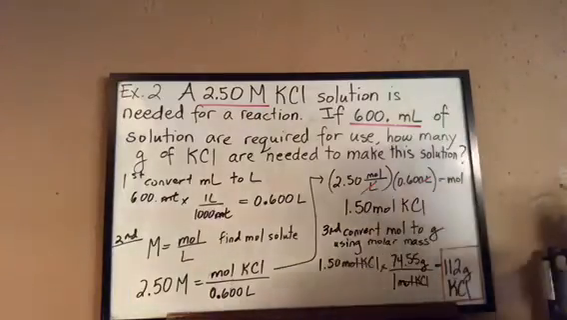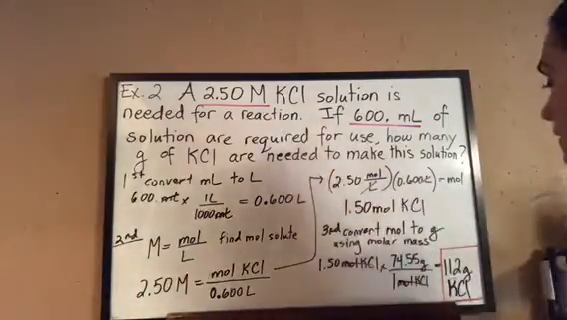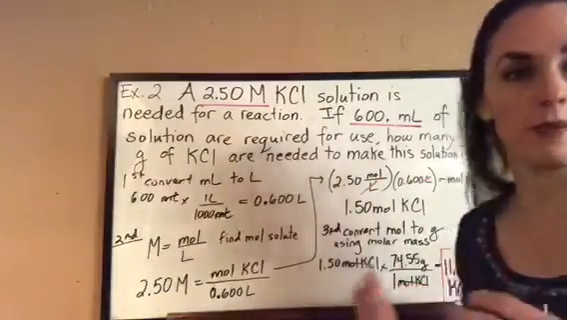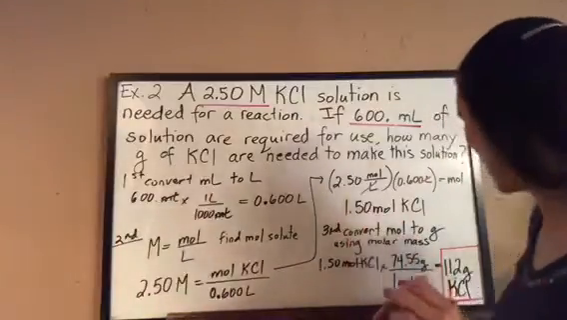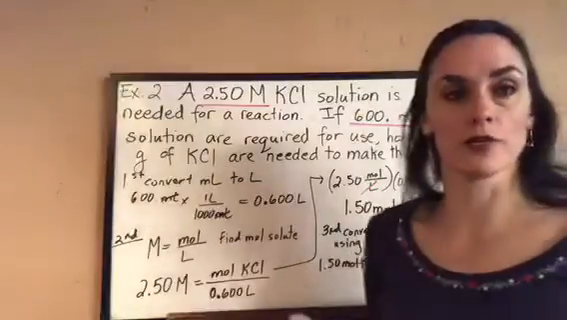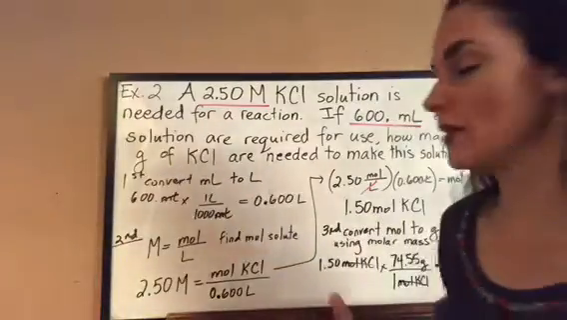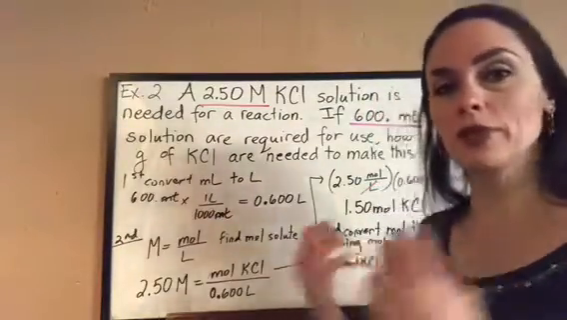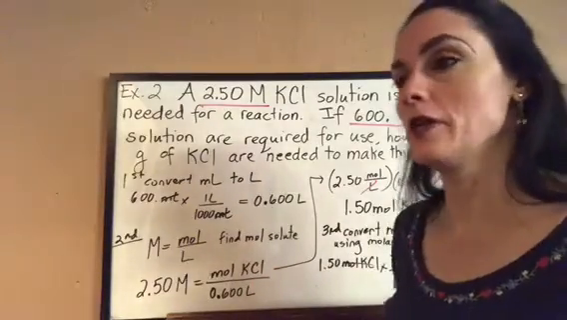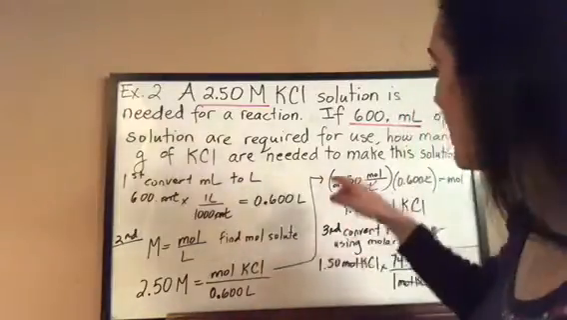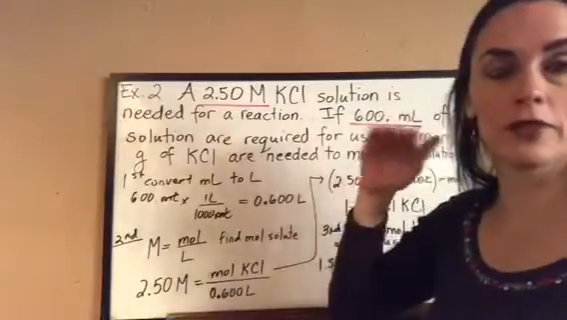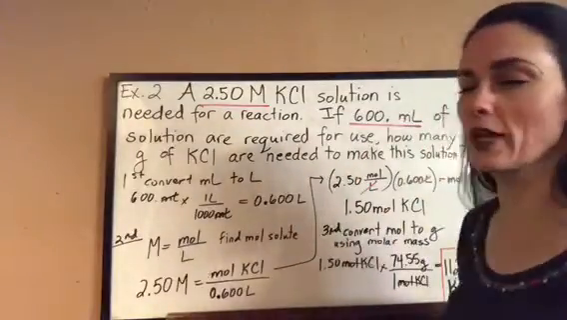So say you're actually physically making this solution. You would use a volumetric flask. I do not have one on me right now because I'm not in the lab. But you would take 112 grams of potassium chloride, measure it out on the balance, and then put it into a volumetric flask. And then you would add a Teflon coated stir bar, and then add distilled deionized water up to the 600 milliliter marking on the volumetric flask.